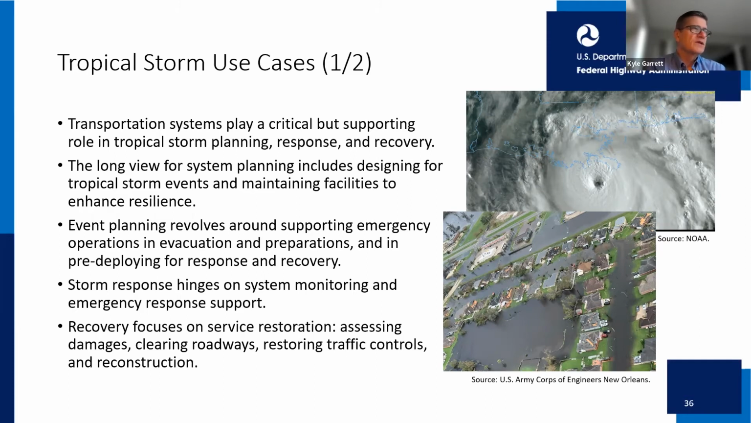Event planning, once you get past that design and resilience effort, revolves around supporting essentially the emergency operations, particularly for evacuations and whatever other preparations need to be made. It may be that you can pre-deploy some assets for response and recovery. So it's a support role. It's the Emergency Operations Center and emergency personnel, state police or highway patrol that are really in charge, if you will, of traffic operations during that part of a tropical storm.